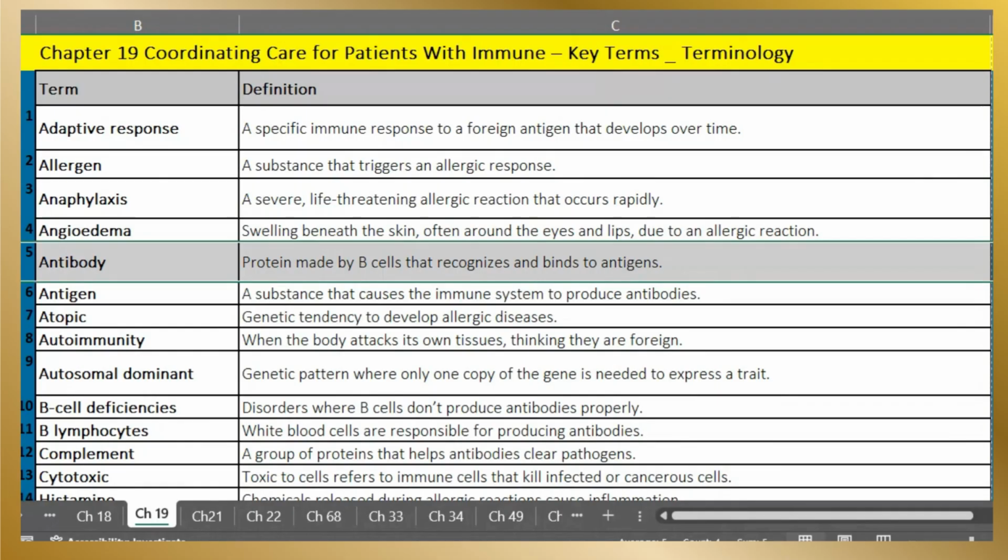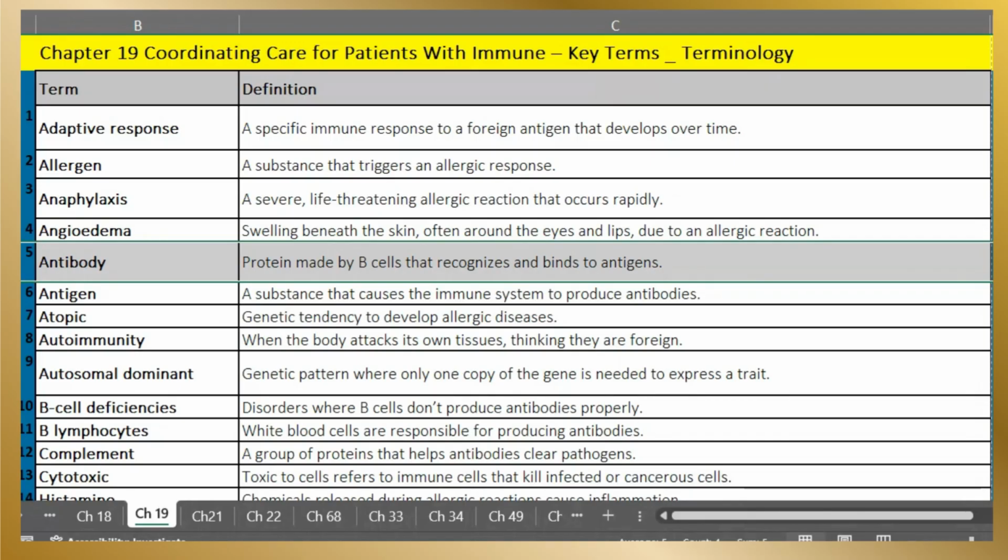Then the antibody. It's a protein made by B cells that recognizes and binds to antigens. Think of it as lock and key. The antibody finds and locks into the antigen.